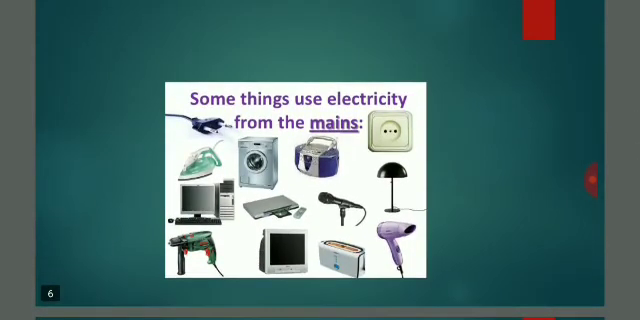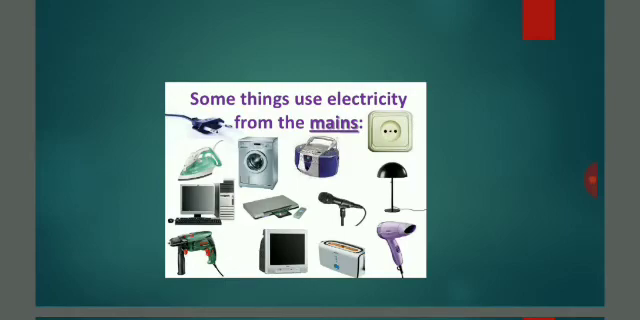Some things use electricity from the mains. For example, this washing machine, iron, computer, TV, hair dryer or microphone. These are electric devices that use main electricity.